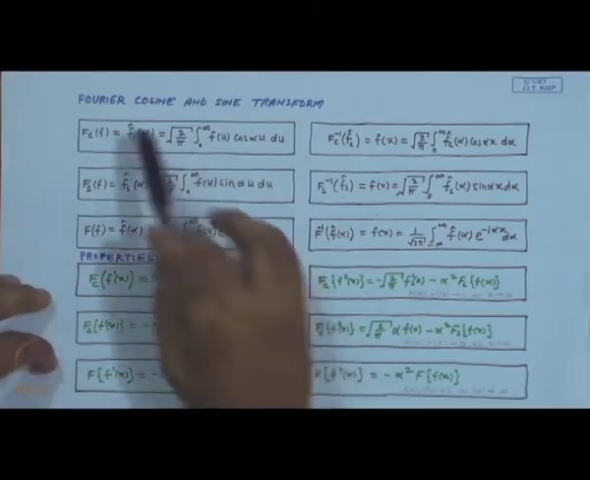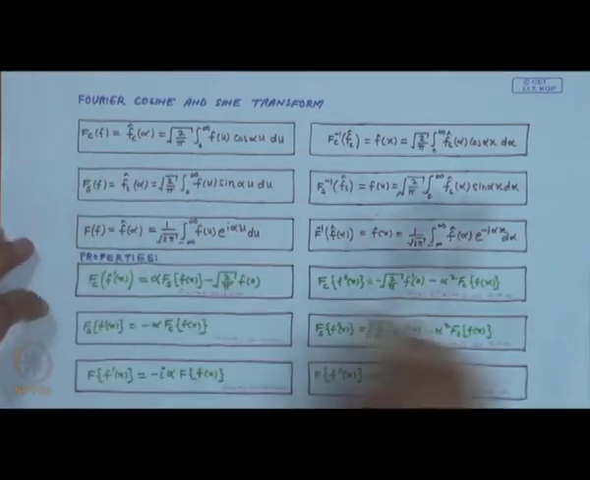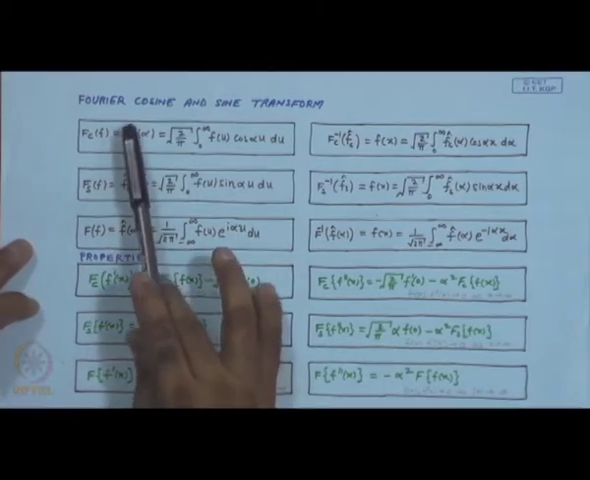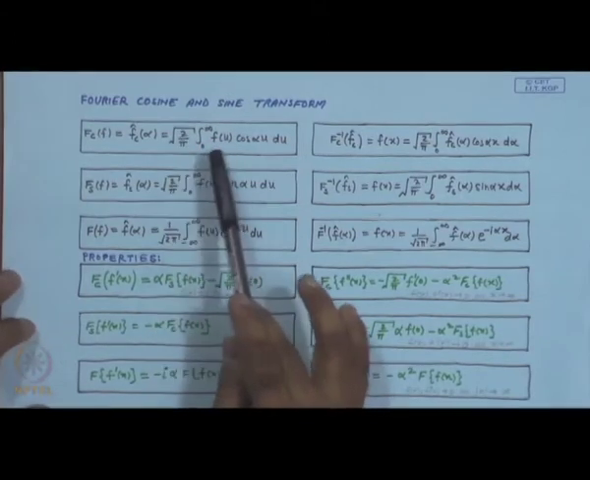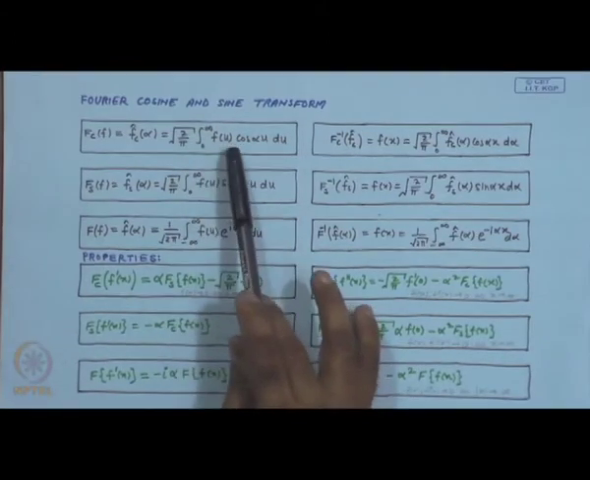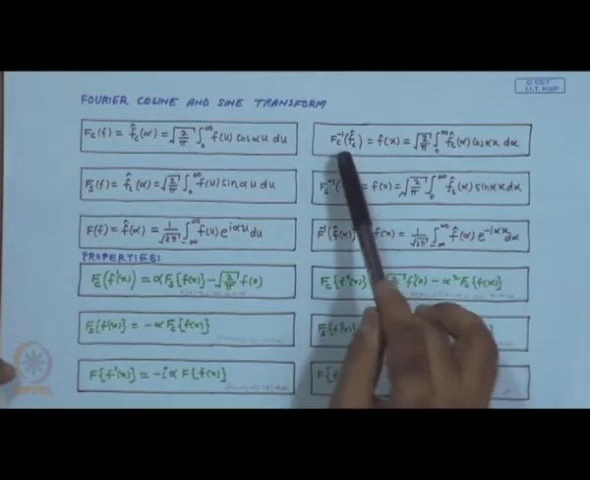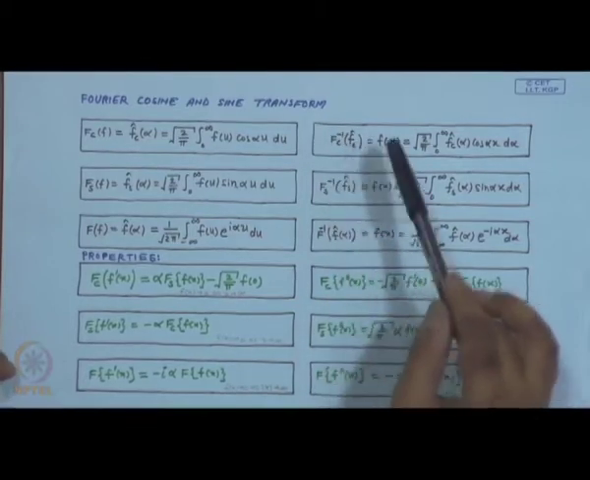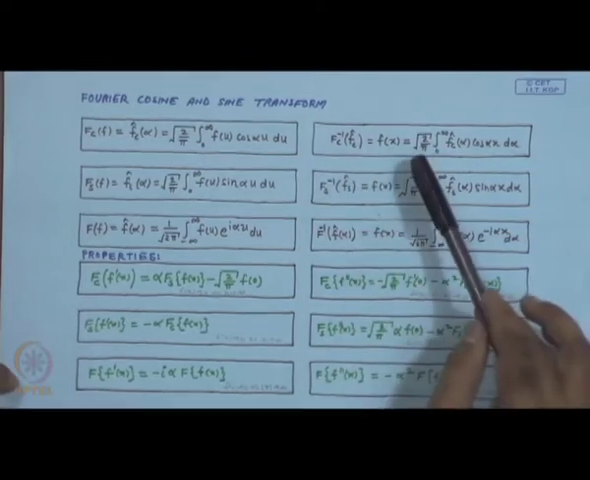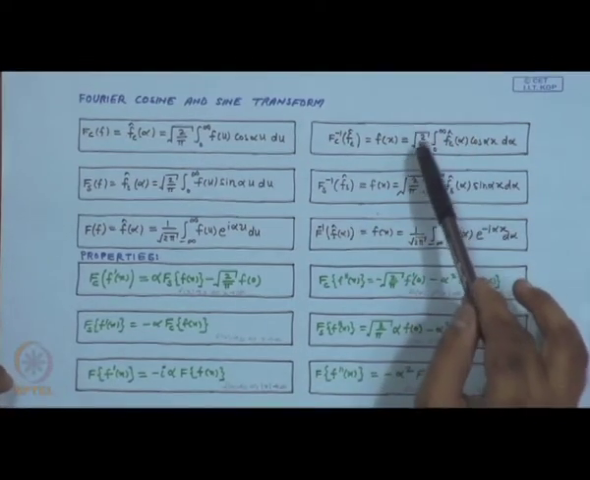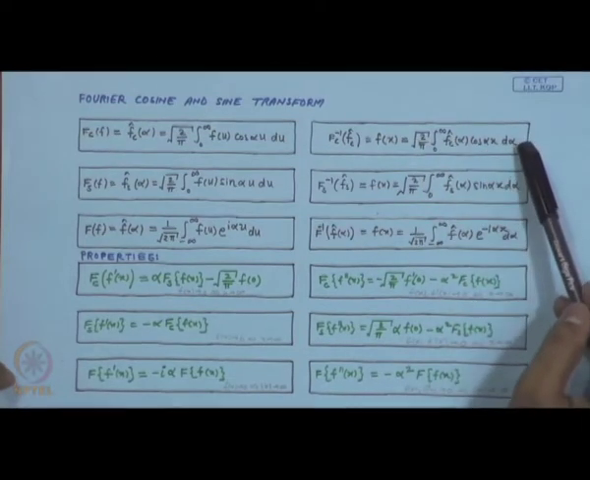So we have here the Fourier cosine and sine transform. The Fourier cosine transform was denoted by f_c hat of alpha, and the definition was square root of 2 over pi times the integral from 0 to infinity of f(u) cos(alpha u) du, and its inverse. The Fourier cosine inverse of this f_c hat will be just f(x), and this is given by square root of 2 over pi times the integral from 0 to infinity of f_c hat(alpha) cos(alpha x) d alpha.